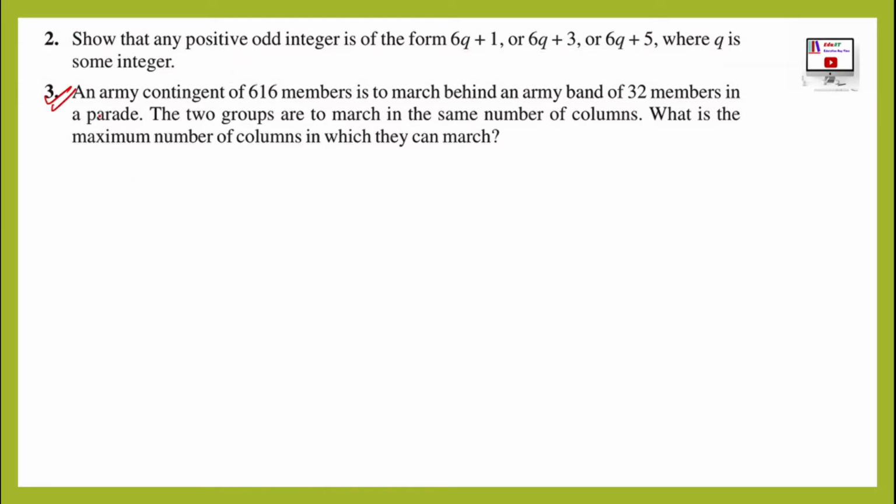क्वेश्चन 3 करते हैं. इस क्वेश्चन में दिया हुआ है: an army contingent of 616 members is to march behind an army band of 32 members in a parade.